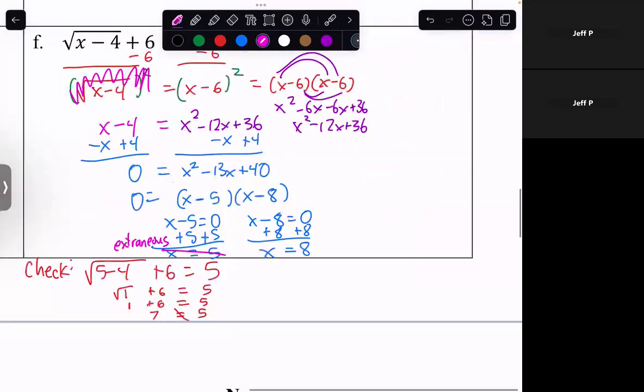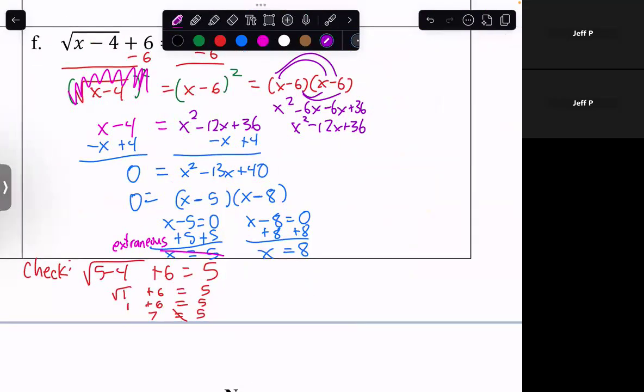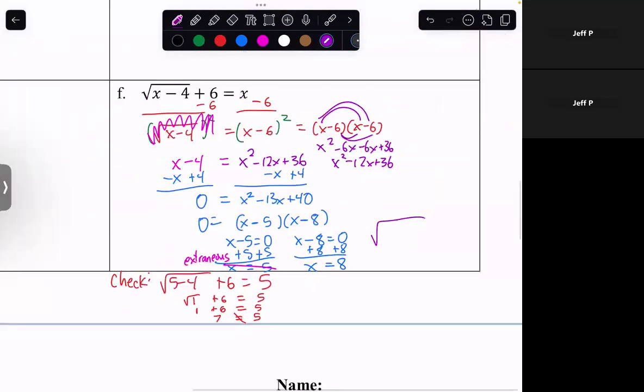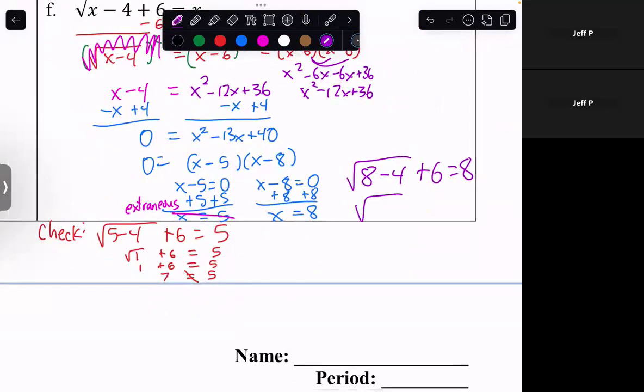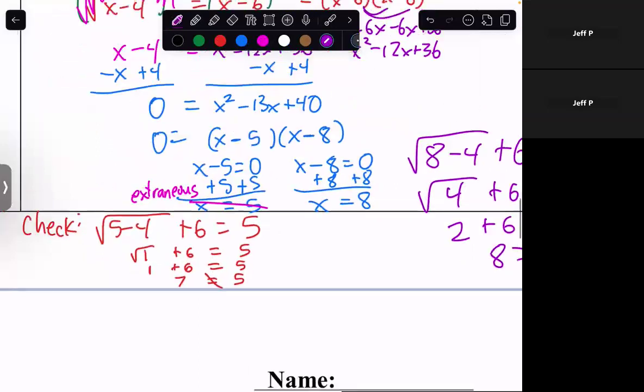Okay, and then now let's check x equals positive 8. So again, substitute your answer in for all x's in the original problem. Square root, you do the inside. 8 minus 4 is 4. Square root of 4 is 2. 2 plus 6 is 8. Okay, so that means that the actual answer is x equals 8. X equals 5 is an extraneous solution.